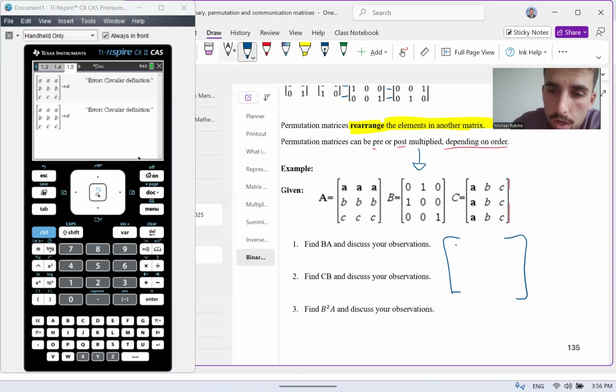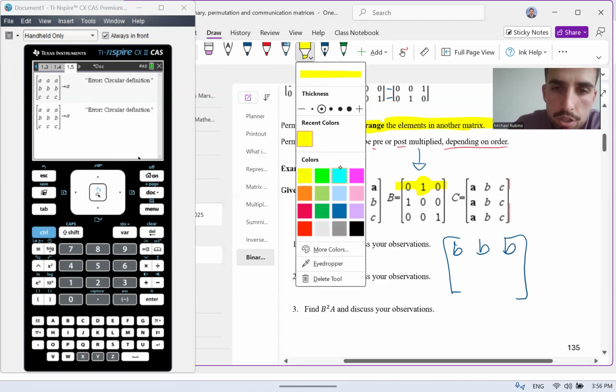Now, position 1, 1. We're going to grab row 1 from B times column 1 from A. The only thing that matches is the 1 and the B. So the B would go here. Then if we did row 1, column 2, the only thing would be a B. If we did row 1 times column 3, which is this position here, the only value would be a B. Then we can do position 2, 1.